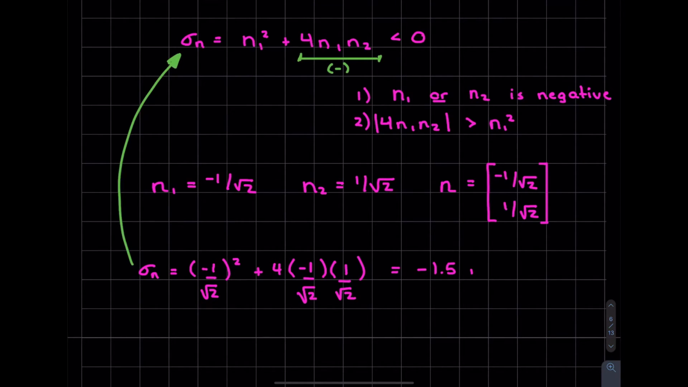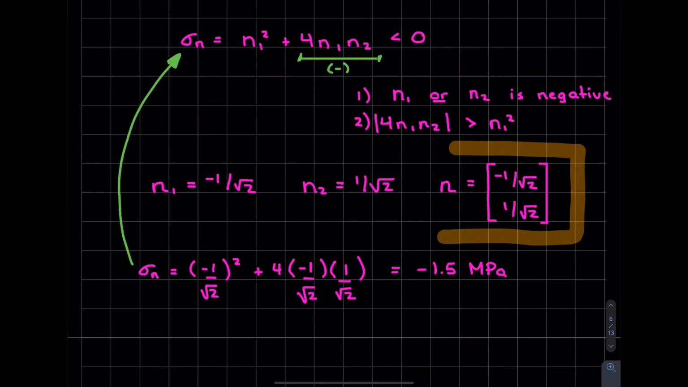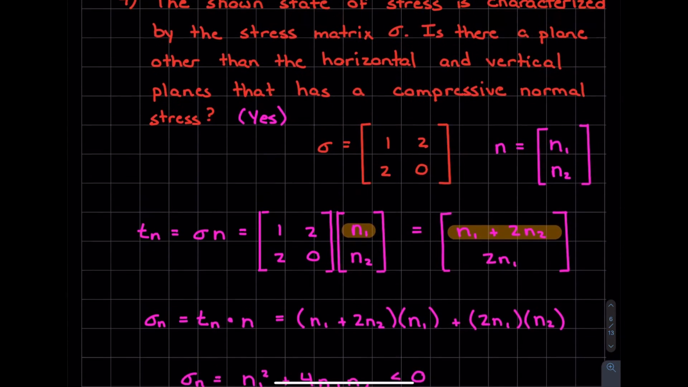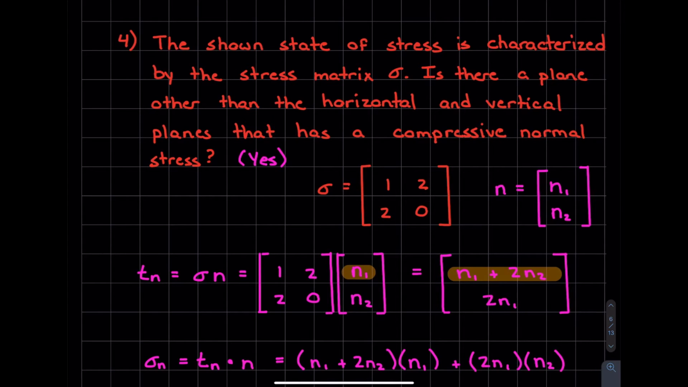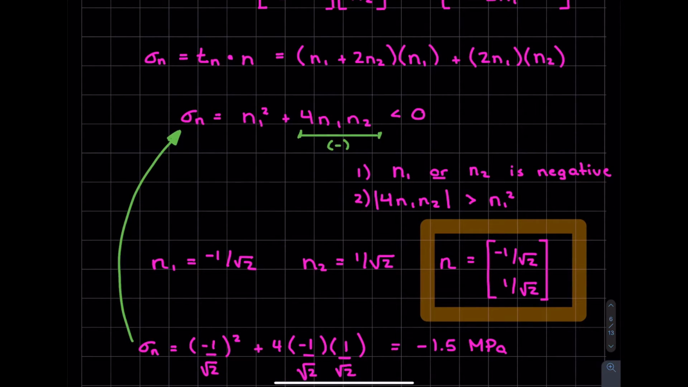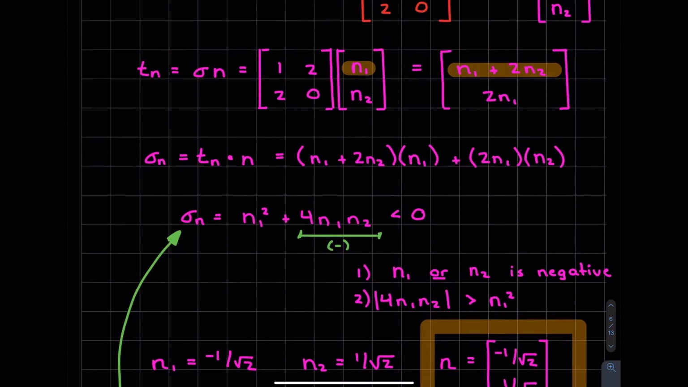And of course, this is in terms of MPa. If I look at the n vector that I used, this is not a horizontal or vertical plane. This is actually an angular plane, a 45-degree plane. So yes, that's why I answered the question yes, because there is a plane other than the horizontal and vertical planes that has a compressive normal stress. One example of which is n equal to -1 over root 2, and the second component simply 1 over root 2.